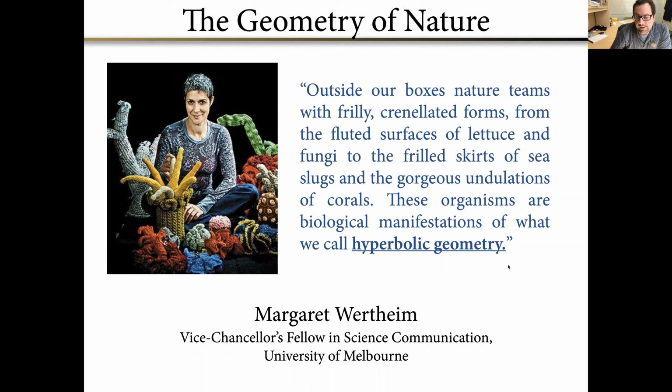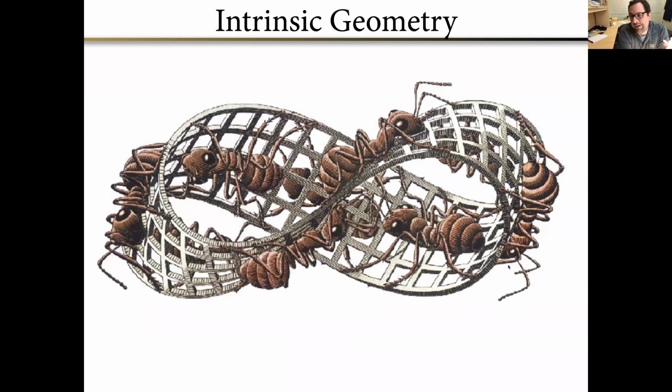And so I want to give a little bit of a discussion of what hyperbolic geometry is, but not the gory details of it. So first, there's two notions of geometry, and we're going to have to parse them to understand a little bit about why lettuce is so wrinkly. And the first notion is intrinsic geometry. So this is the type of geometry that you can deduce from properties you can measure on the surface alone.